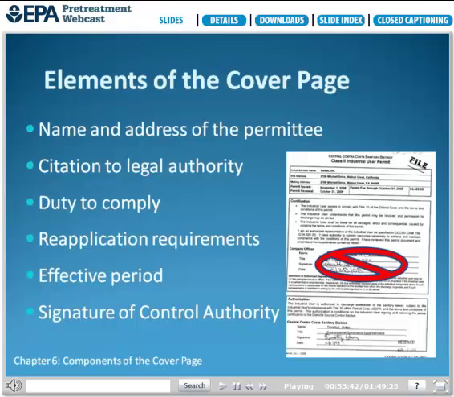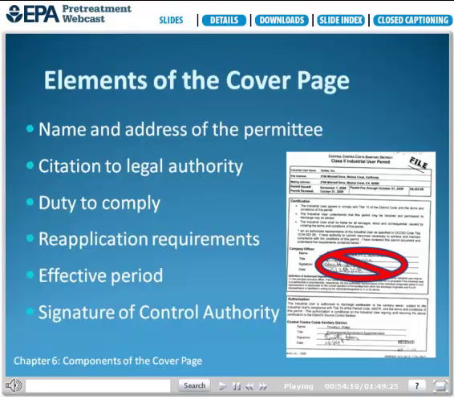The signature of the control authority should be clearly defined, and only the signature of the control authority should be on the cover page. You should not have the permittee sign the cover page. That could be interpreted as a contract rather than a permit.